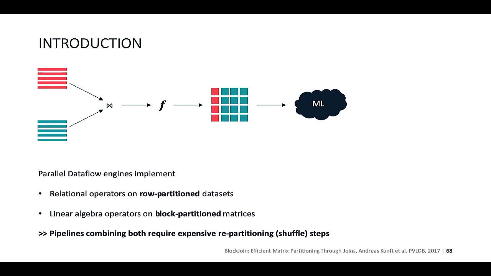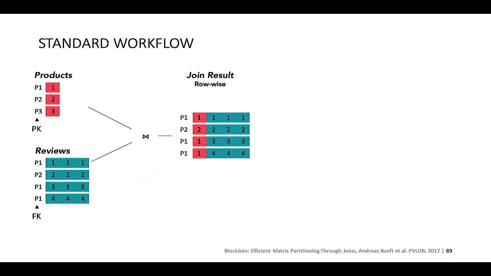To have a better view of this, let's consider a simple pipeline in more detail. We want to conduct a join between a product and reviews table, or CSV files, as you like. You see the product table is the primary key table, and the foreign key is in the reviews. So you combine those two tables to achieve a bigger feature set, let's say. When you execute this join in the data flow systems, we materialize the join result in a row-partitioned manner, as you see here in this slide.